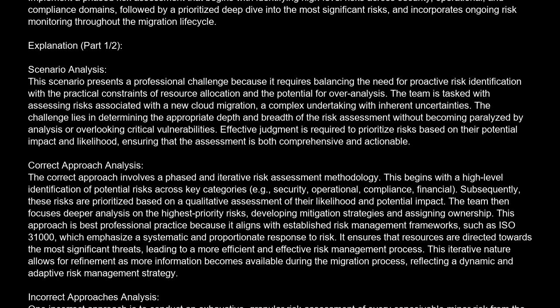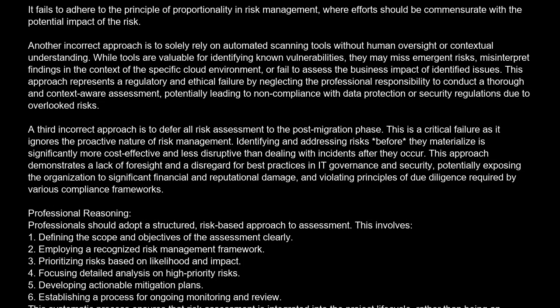This is professionally unacceptable because it is inefficient, time-consuming, and can lead to analysis paralysis, delaying the project and consuming resources that could be better allocated to mitigation. It fails to adhere to the principle of proportionality in risk management, where efforts should be commensurate with the potential impact of the risk. Another incorrect approach is to solely rely on automated scanning tools without human oversight or contextual understanding.